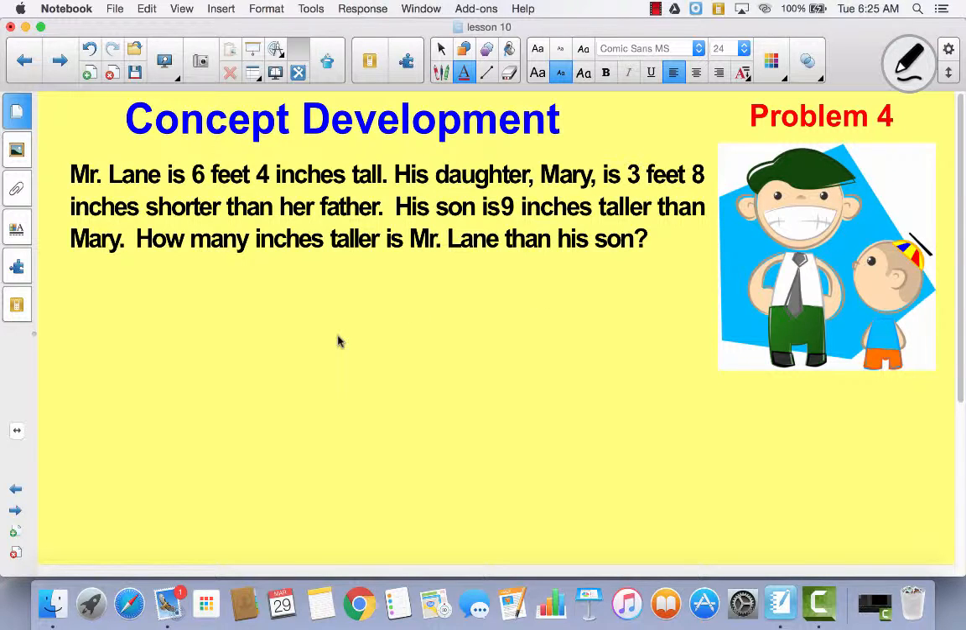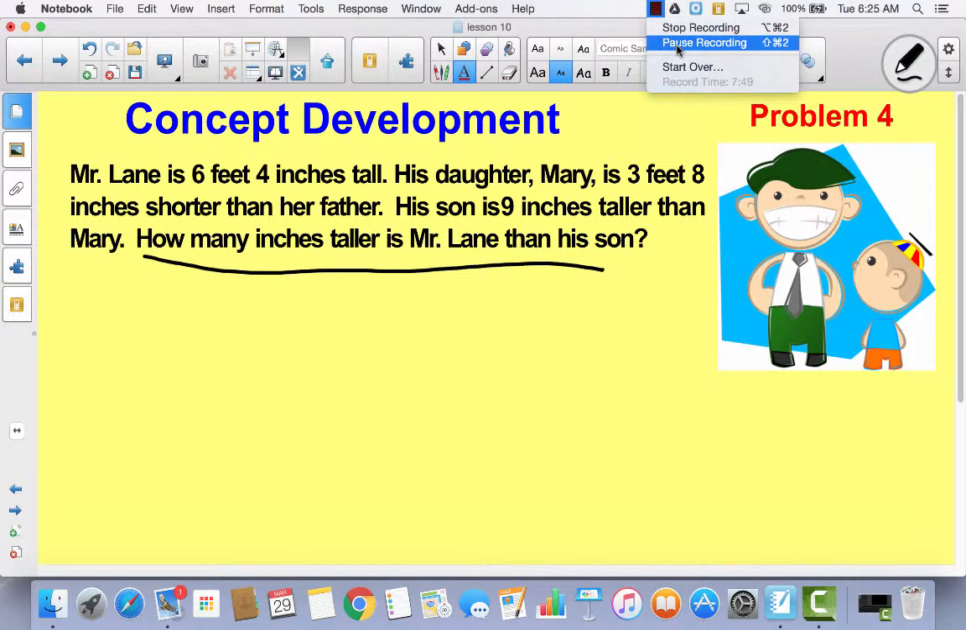Okay, so I'm hearing some more comparison words, aren't you? What you're going to have to really be careful about here is that in all the other 3 problems, the question has asked for a total. This is not asking for a total. This is asking for how many inches taller Mr. Lane is than his son. I want to see if you can figure this out all by yourself, and then we're going to come back together and see if we got the same answer.